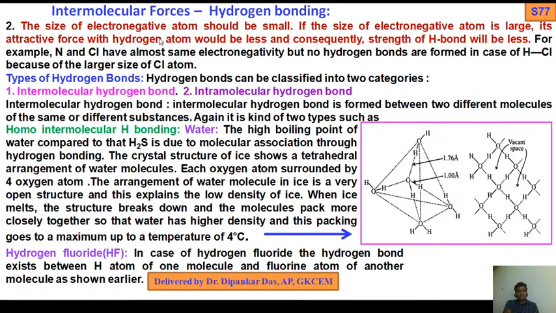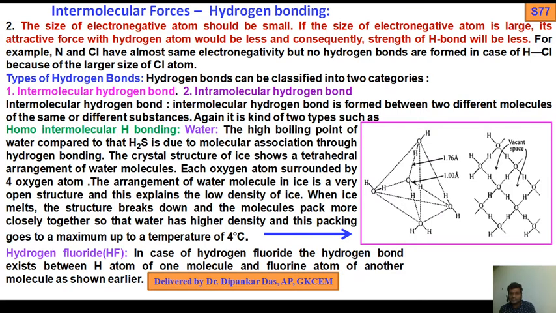The size of the electronegative atom: number 2, the size of the electronegative atom should be small. If the size of the electronegative atom is large, its attractive force with the hydrogen atom would be less. It is very simple. Generally, an electronegative atom means lesser size.